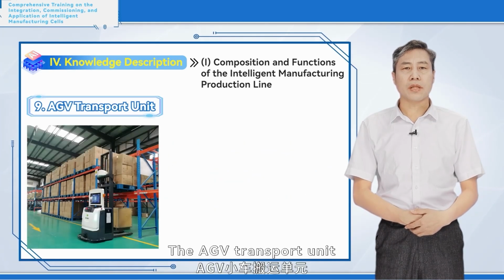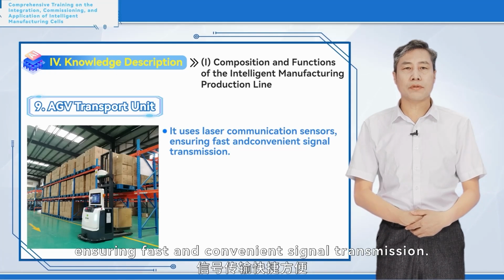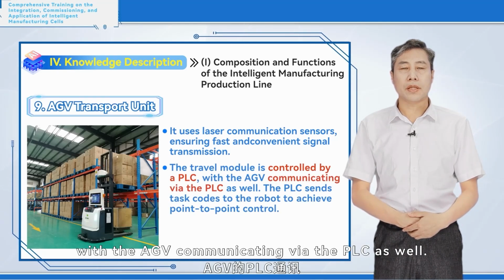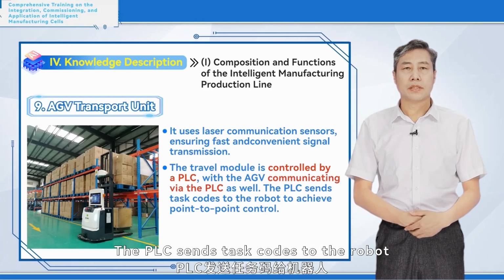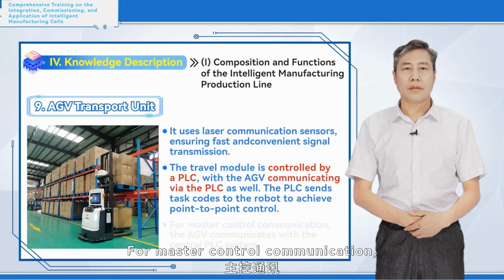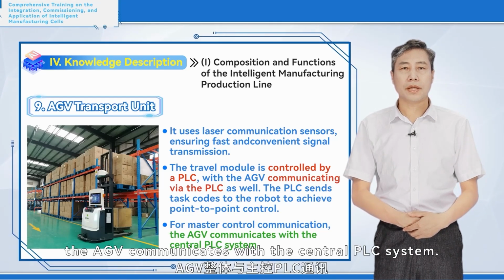The AGV Transport Unit uses laser communication sensors, ensuring fast and convenient signal transmission. The travel module is controlled by a PLC, with the AGV communicating via the PLC as well. The PLC sends task codes to the robot to achieve point-to-point control. For master control communication, the AGV communicates with the central PLC system.